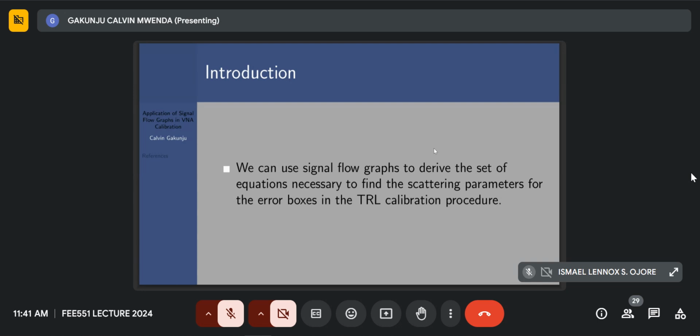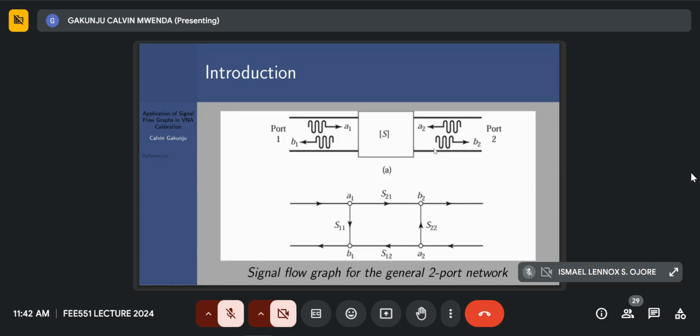Okay, so the 3 connection types can be analyzed using signal flow graphs to derive the necessary equations of the scattering parameters of the error boxes, because as you'll see, the whole system can be modeled by overall scattering parameters, but these are not the scattering parameters we need. They are the individual scattering parameters of the error boxes that will be needed. Okay, so this is the general two-port network represented as a signal flow graph. I think this was also covered by Kerry.